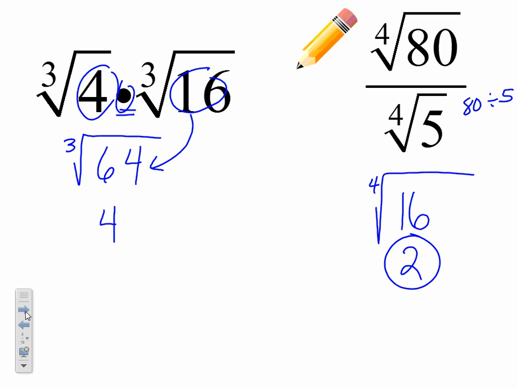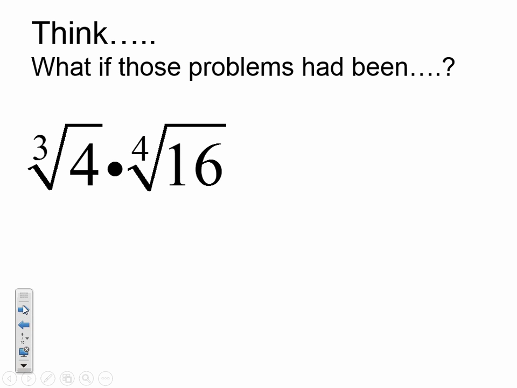So my final two answers worked out to be nice values there, and I wouldn't have seen that if I did not understand radical operations. So in your flip chart, or not quite yet, let's think first, what about if those problems had been cube root of 4 times fourth root of 16? Could we have combined those into one radical sign?